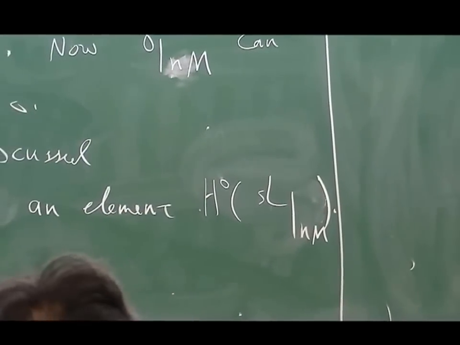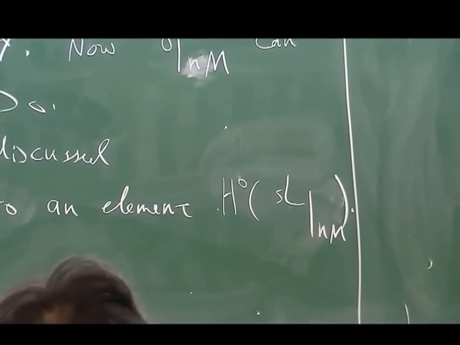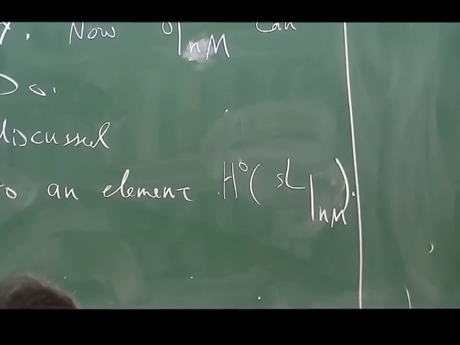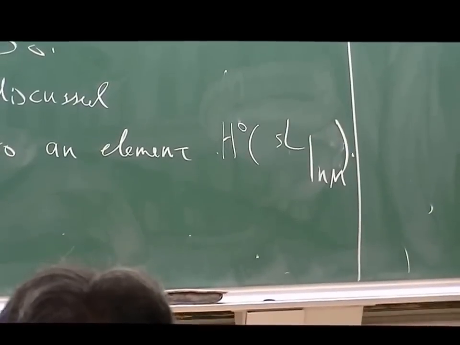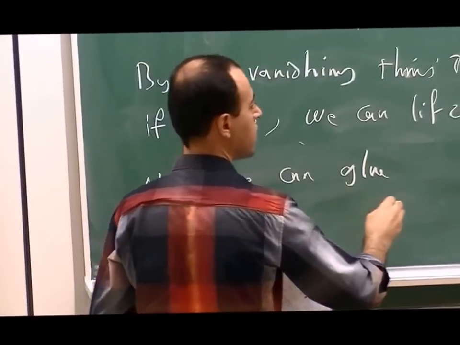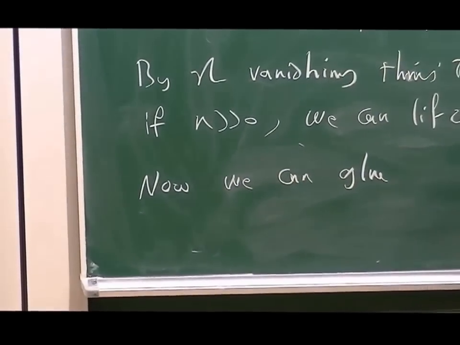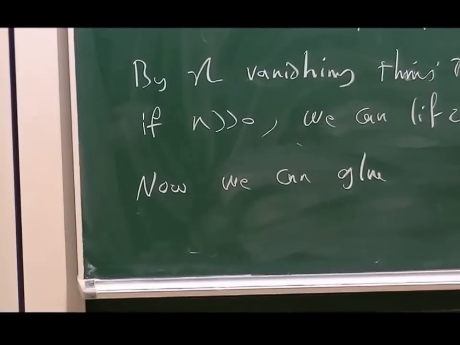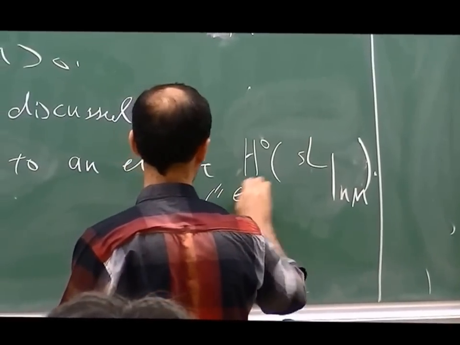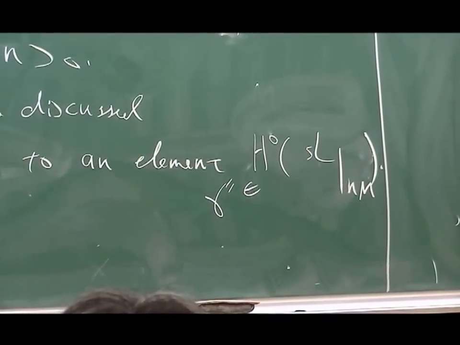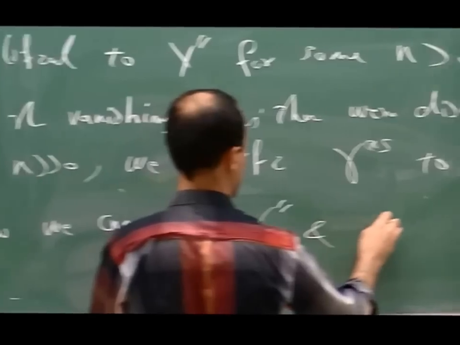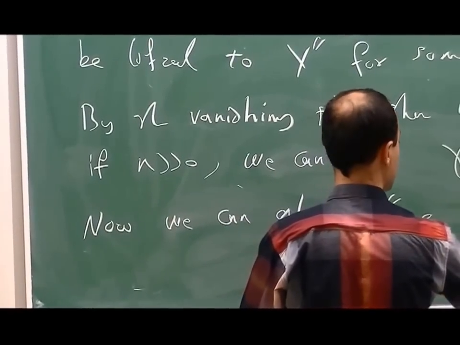So anyway, the important thing is that now I have something on y prime, I also have something on y double prime, I can glue them together and get something on the whole space. So now we can glue, let me call this, maybe it's not such a good notation, but anyway, gamma double prime inside this space, then we can glue gamma double prime and gamma prime to the S.